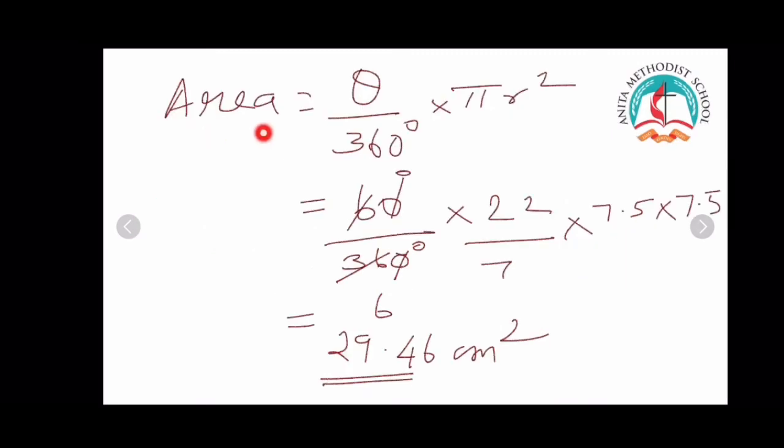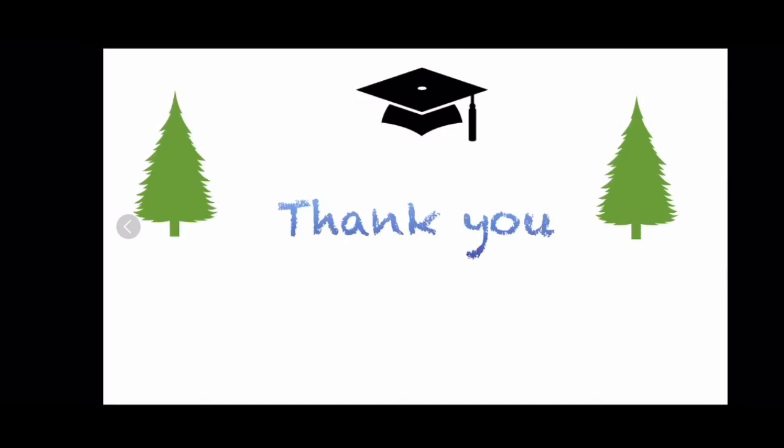Now area, what is the formula for the area? Area is equal to theta by 360 degrees into pi r square. So apply the value of theta. Theta is 60 degrees by 360 degrees. We know the pi value is 22 by 7, into radius 7.5 centimeters. So when we cancel it, we get the area of the sector is equal to 29.46 centimeter square. Thank you children.